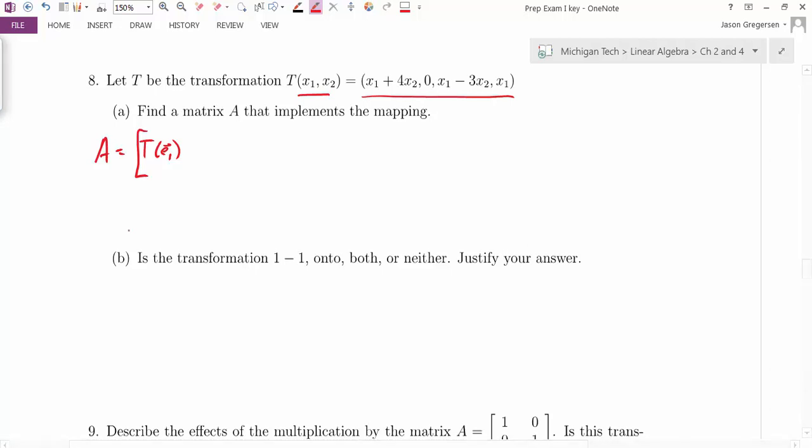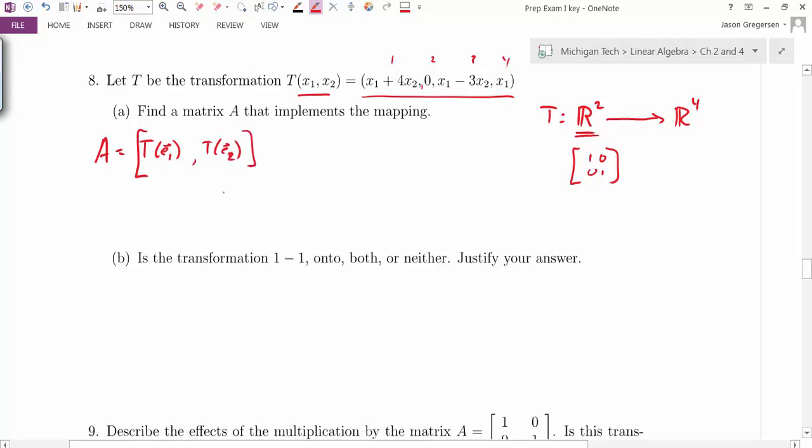Now, one question is, what identity matrix? Well, T is taking in vectors that are two-dimensional, vectors that have x1 and x2 components. So it's taking in vectors from R2, and it's mapping those vectors to four-dimensional components. Here's one component, two components, three components, four components. So it's taking vectors that live in R2 and mapping them to vectors that live in R4. Since I'm taking inputs from R2, I'm going to look at the two columns of the 2 by 2 identity matrix. That's what my E1 and E2 are going to be.